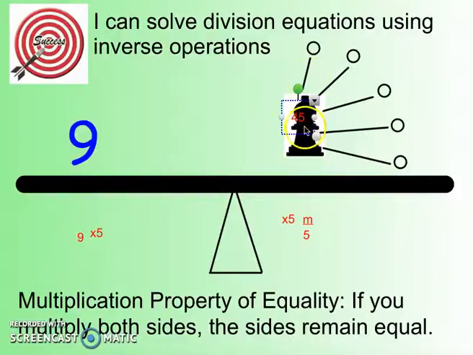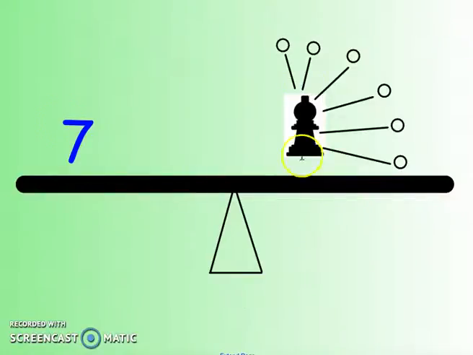Does 45 separated into 5 equal parts equal 9 in each of those parts? Yes, it would. By using the inverse of division, which is multiplication, we are able to solve this problem. How about this one? Can you figure out what this pawn is? On the left side, we have 7, and on the right side, we have something divided into 6 equal parts is equal to 7. What would that number be?